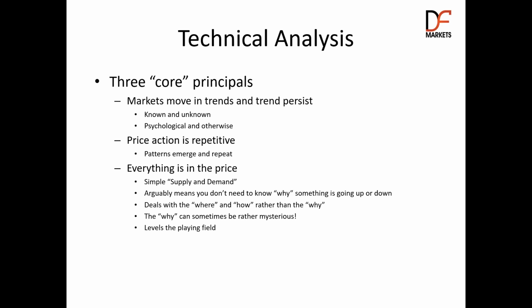If there are more buyers than sellers, then the market will push higher. That pushes the price higher in order to attract sellers. And that's what moves markets up and down. So arguably, we don't need to know why something's going up or down. We deal with where. The why can be a bit mysterious sometimes, but the where we can track on the chart.